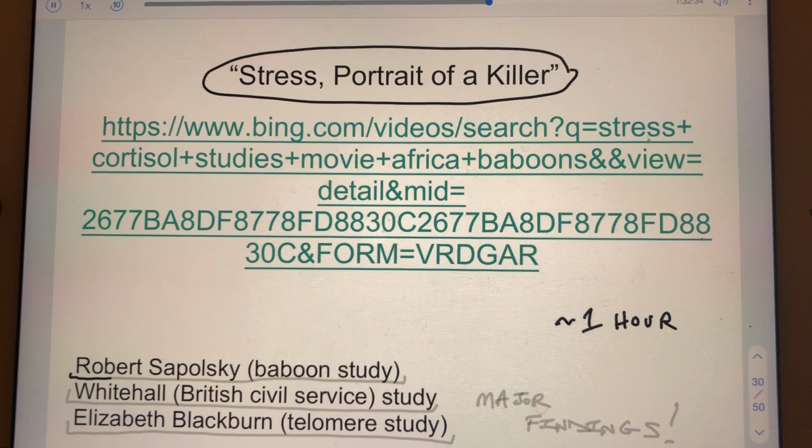Pay attention to Robert Sapolsky's baboon study. What was he studying? What were his main findings? Pay attention to the Whitehall study, a study of the British Civil Service. What were the major findings? And pay attention to Elizabeth Blackburn's telomere study. Who was she studying? What were her major findings?